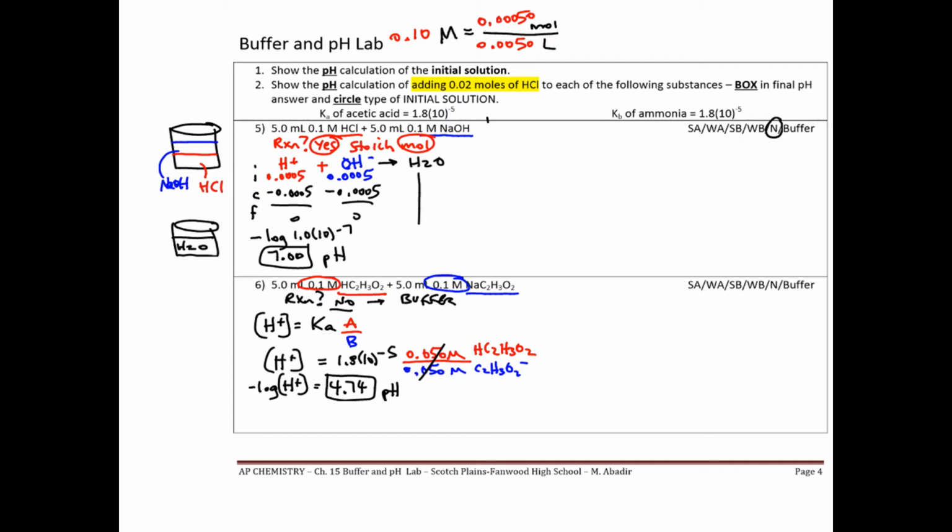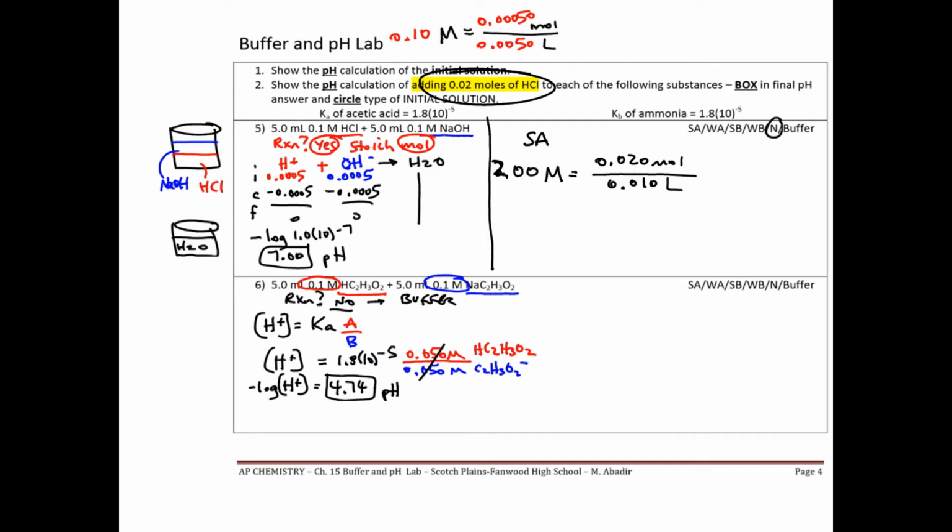In number 5, we were only left with water at the end of the initial calculation. So you're simply adding 0.02 moles of HCl into water. So clearly you just have a strong acid. So what you're going to do is molarity equals moles over liters. 0.020 moles divided by 0.010 liters is going to be 2 molar. So 0.02 divided by 0.01 is the 2 molar, and then you're going to take the negative log of that.